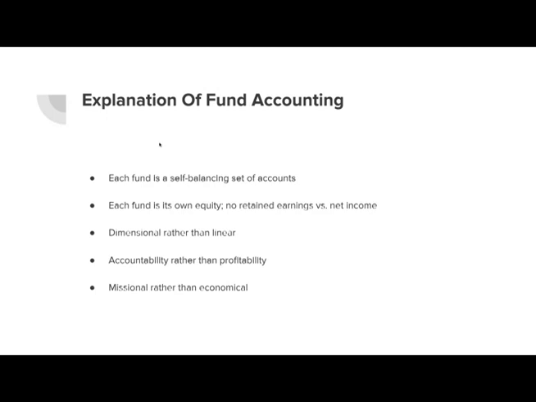Fund accounting is dimensional rather than linear. Meaning if you need to keep track of things, you don't necessarily have to build your chart of accounts to be super long and have these multi-page charts of accounts. You can have a list of categories and then add this dimension to it, which again, we'll look at in some examples. The reporting and the transaction entry is more dimensional than it is just picking the right combination of accounts. And it's also focused on accountability rather than profitability.